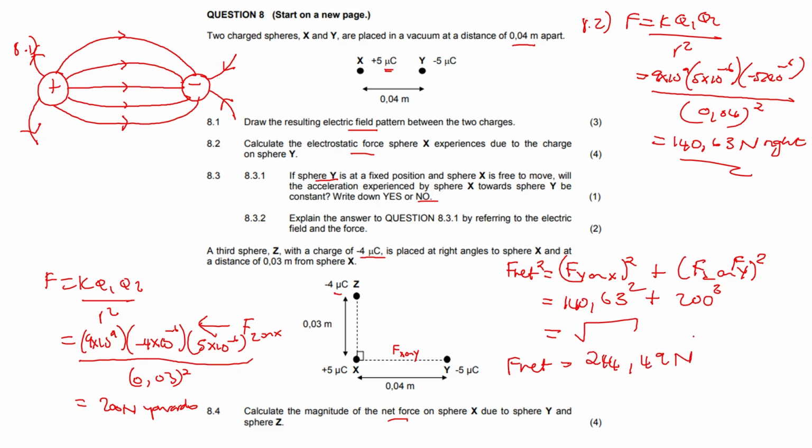F net is 244.49 newtons. Why do we use Pythagoras? Because this is a right angled triangle. So to get F net, we have to use the Pythagoras method. Okay, and that's it, guys. See ya.